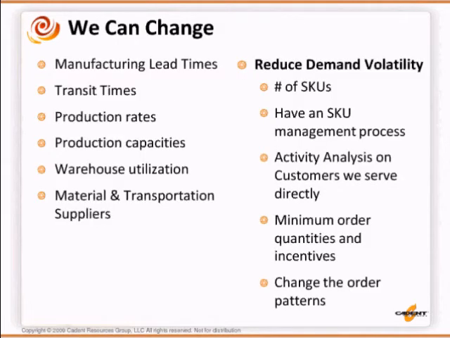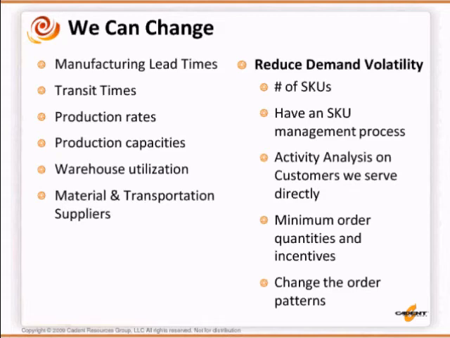All right. So what can we change? We can change our lead times, and we've done that. We can change our transit times, our production rates, our production capacities. We can add capacity when we need. We can improve our warehouse utilization. We can build new, more effective warehouses, factories. We can negotiate with material and transportation suppliers. If we're more reliable than our competitors that are all using the same transportation assets at the end of the month, quarter, or year, and we can demonstrate our reliability, we can be guaranteed equipment when we need it.